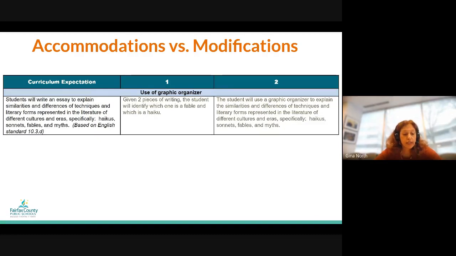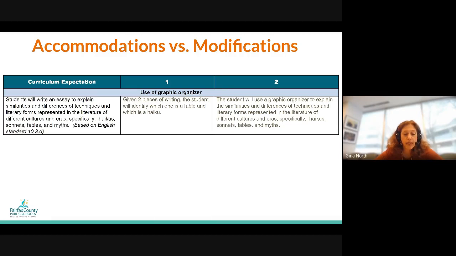Here is a third example. Students will write an essay to explain similarities and differences of techniques and literary forms represented in the literature of different cultures and eras, specifically haikus, sonnets, fables, and myths. Let's look at the 2 options for this example.